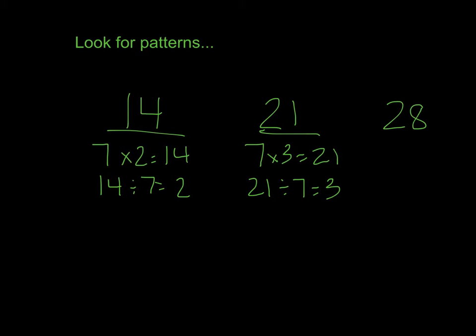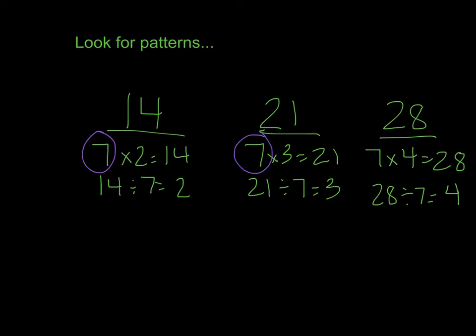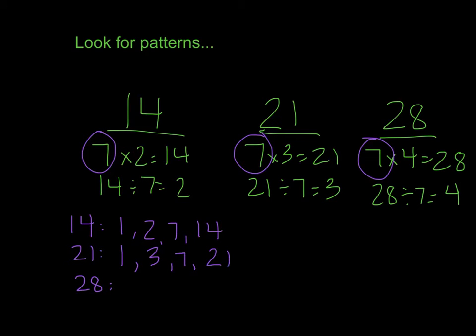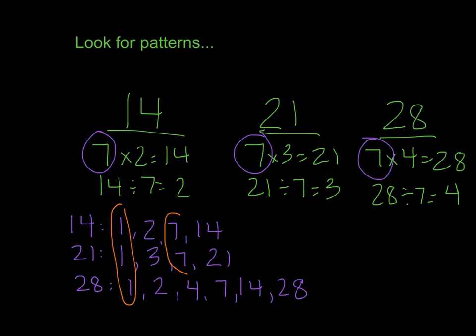For 21, I know that 7 times 3 is 21, and 21 divided by 7 is 3. And finally, for 28, I know that 7 times 4 is 28, and 28 divided by 7 is 4. Because 7 is definitely a factor for all three of these numbers, that's a hint that perhaps 7 might be the GCF. I can confirm this by listing out the factors for all three of my numbers. And when I do that, you can see that they have 1 in common, and they have 7 in common, and indeed 7 is my GCF.